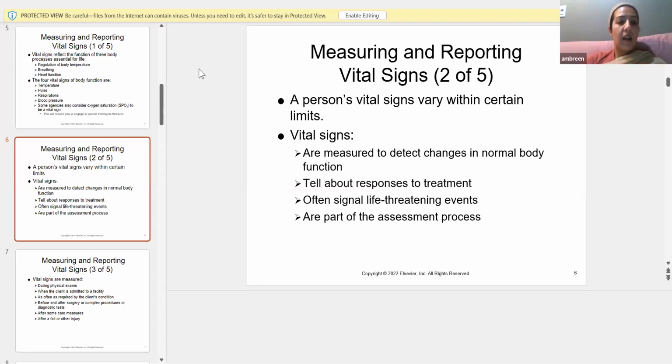Good morning, ma'am. If ever this client has a pacemaker and you check the vitals and the pulse is very low, maybe the pacemaker is not working well. So that's why we need to know about these vital signs. We need to know how vitals work, what vitals do for us.